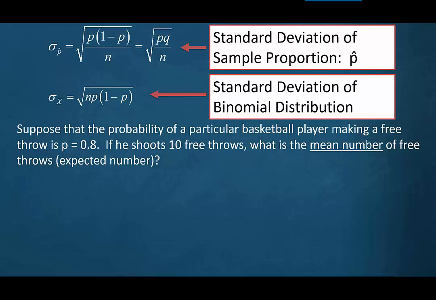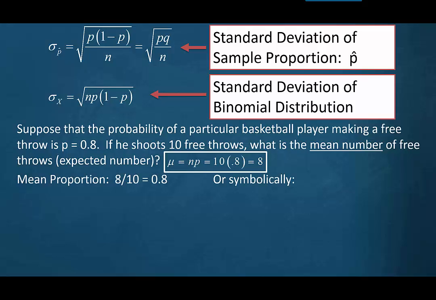Suppose the probability of a particular basketball player making a free throw is 0.8, p equals 0.8. If he shoots 10 free throws, what's the mean number of free throws? This is also the expected number of free throws, so we simply multiply n times p. We expect him to make about 8 of these free throws. So the mean proportion, what do we do? We simply divide that by 10, n. So symbolically, we take that mean, n times p, and divide it by n, and we get p.